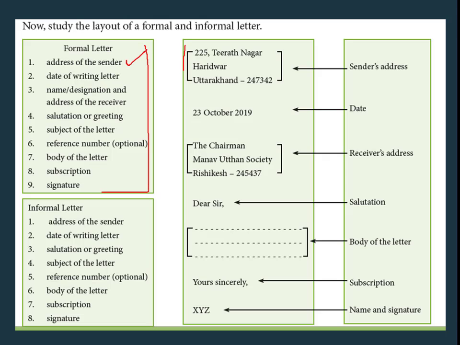First is the address of the sender, then the date of writing the letter, then the name, designation and address of the receiver, salutation or greeting, subject of the letter, and maybe a reference number, or what we call the letter number. It could be written for future reference, if someone wants to mention the letter, we can write down the letter number. Then the body of the letter comes, then a subscription and then the signature.